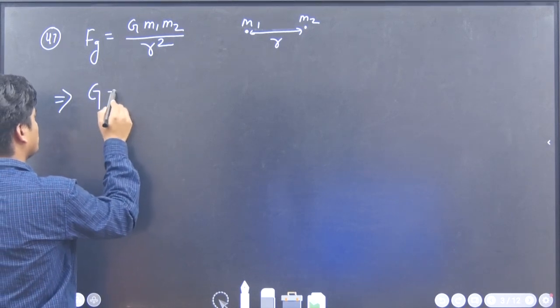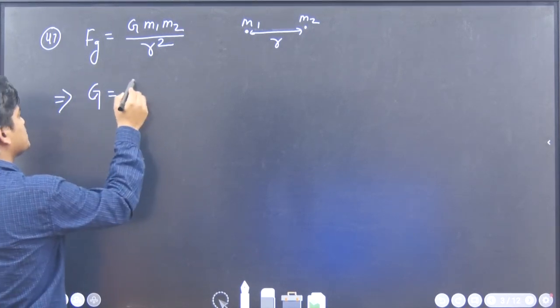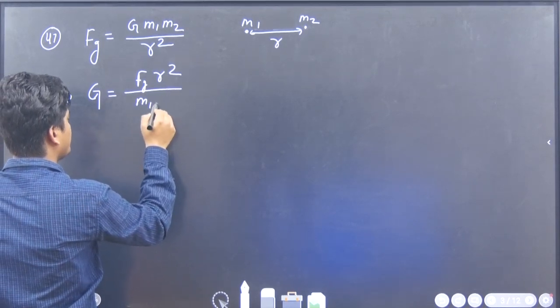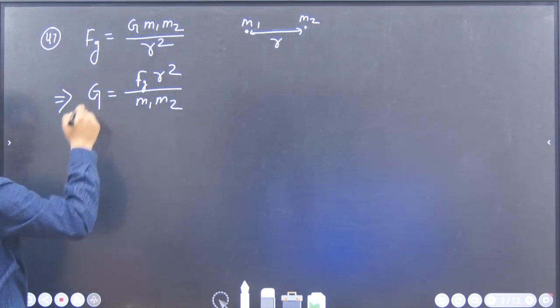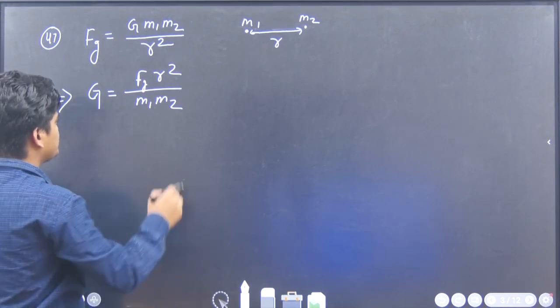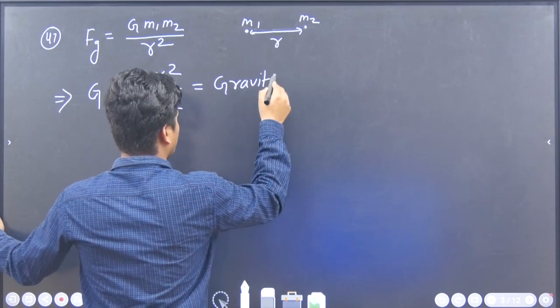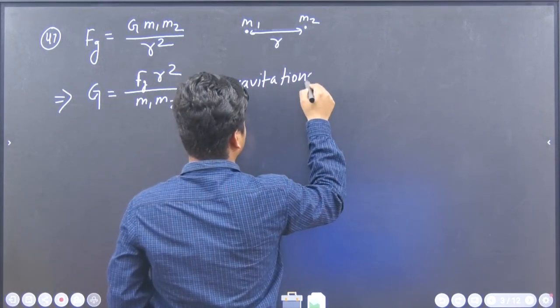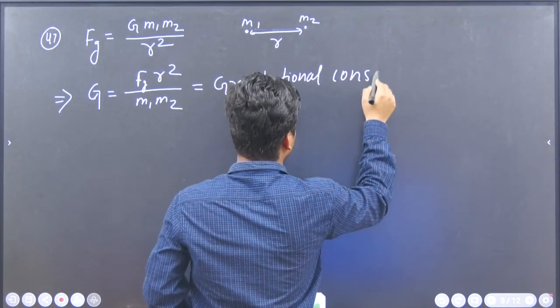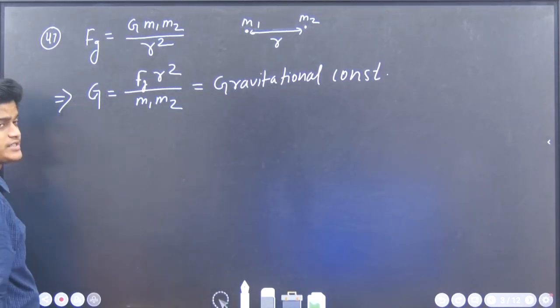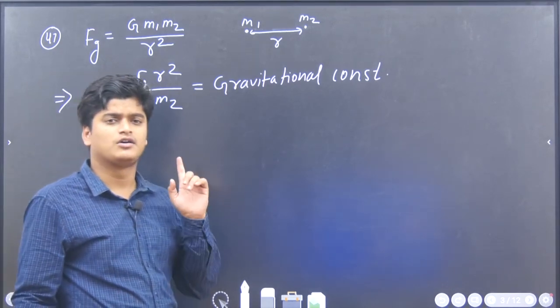Now here I can write this one as how much? Now G, if I want to calculate, I can write G as F into r square divided by m1 into m2. So I am calculating this G basically. So what is this G? Now this G is called universal gravitational constant. Okay. So here sometimes they can ask what is the SI unit of G or what is the dimension of G.